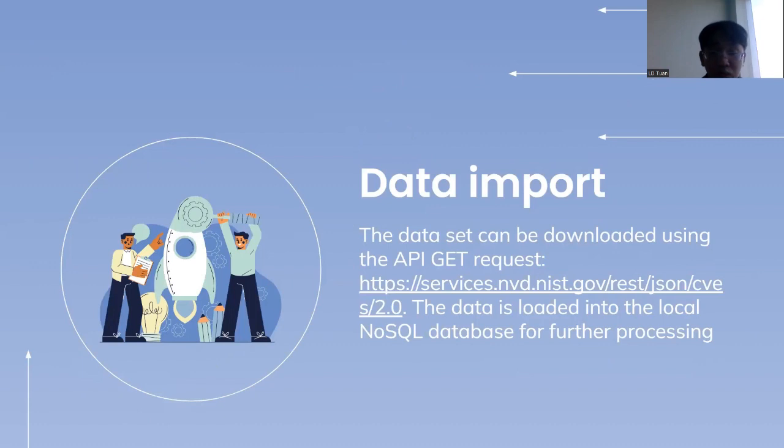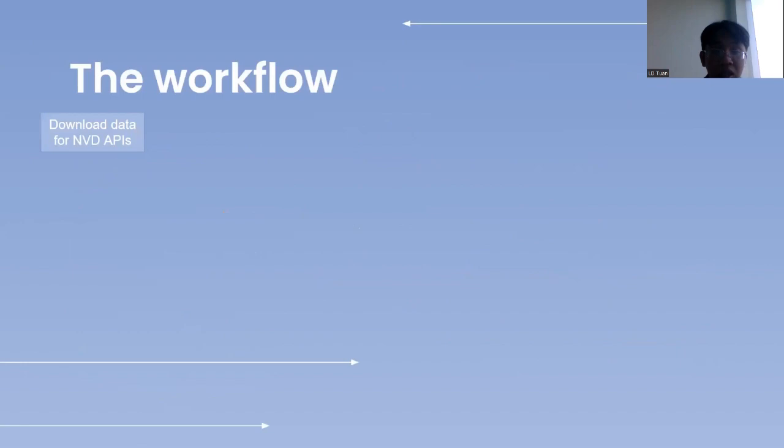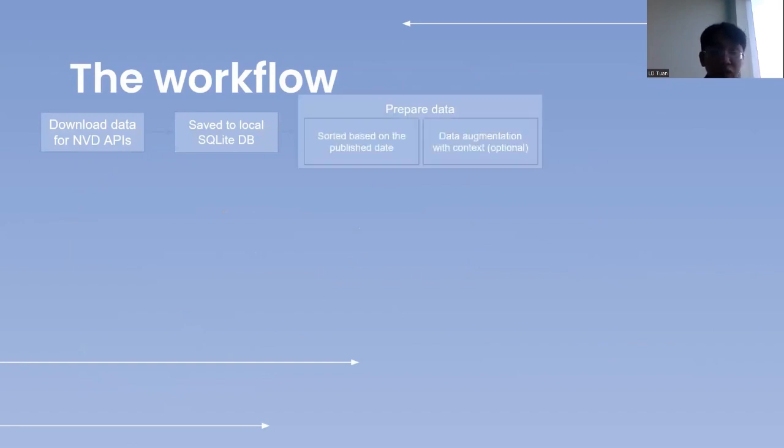As we said before, the data can be downloaded from the public API and stored in the NoSQL database for further processing. We follow these general rules of workflow when working with the data and the models. After saving the data to the database, we can perform some data augmentation techniques related to context, for example, back translation or synonym replacement, to ensure the context of the new data.